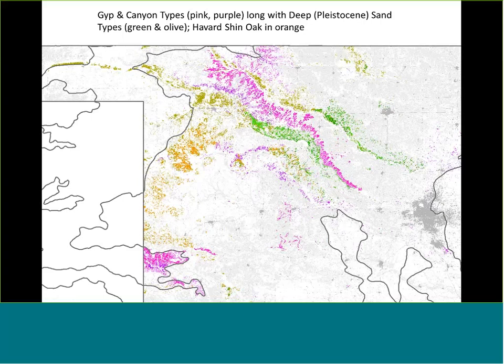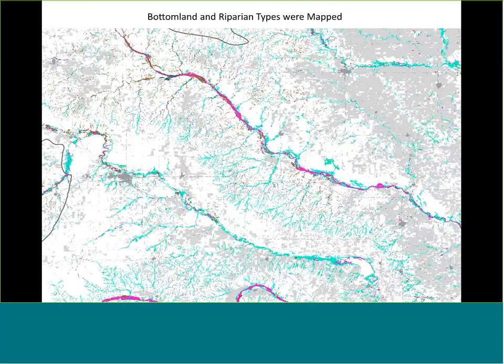I'd also like to point out that we did map riparian and bottomland types. So you can see how they pattern out on the landscape there. You can see the large area where there's no streams here. That's Pleistocene sands. Deep sands here and over here, north of the river.